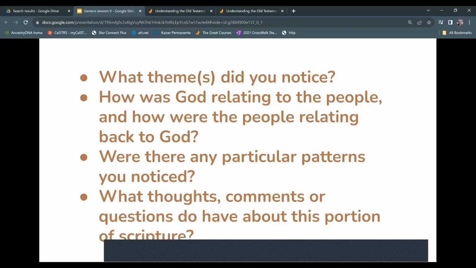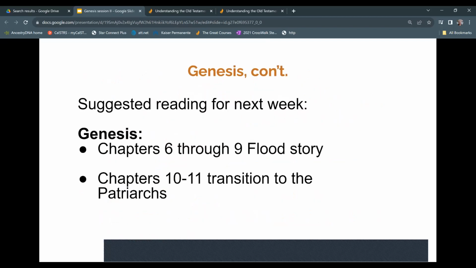So again, just think, what comments, questions do you have about this portion of scripture? What does it make you think of? And we will continue on next week.